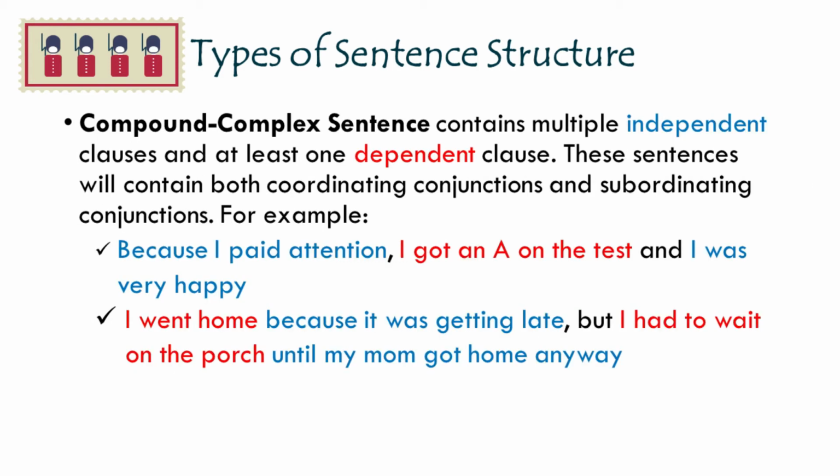And the last is compound-complex sentence. It has multiple independent clauses and at least one dependent clause. These sentences will contain both coordinating conjunctions and subordinating conjunctions. For the example on the graphics, the blue clauses belong to independent clauses, meanwhile the red clauses belong to dependent clauses. Thus, the black colored words belong to conjunctions.